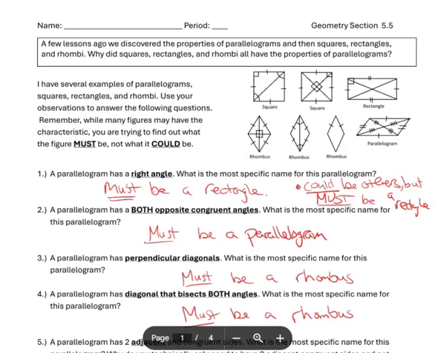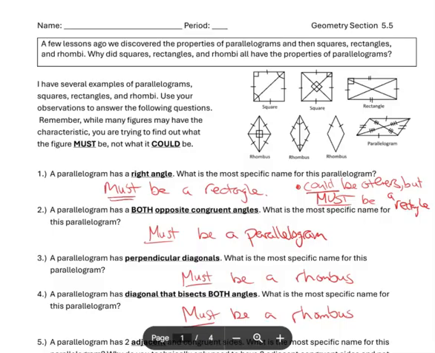All right, we're jumping into 5.5. It says a few lessons ago we discovered the properties of parallelograms and then squares, rectangles, and rhombi. Why did squares, rectangles, and rhombi all have the same properties as parallelograms? Well, that was because they're all parallelograms. Just like a dog and a cat are going to have the properties of a mammal because they are both mammals. I have several examples of parallelograms, squares, rectangles, and rhombi.